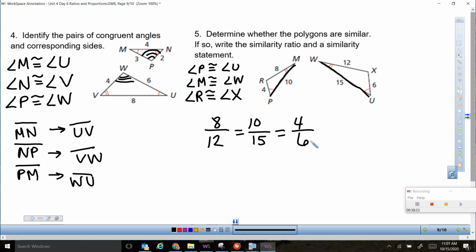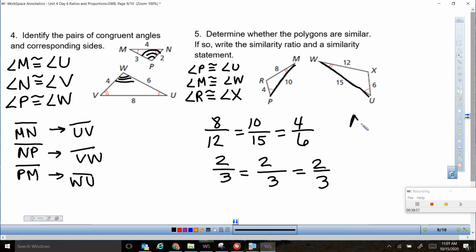8 and 12 can be divided by 4, so what's 8 divided by 4? 2. 12 divided by 4? 3. 10 and 15 can be divided by 5, so what's 10 divided by 5? 2. And 15 divided by 5 is 3. 4 over 6 simplifies to 2/3. Did we get the same similarity ratio? Yes. So are those triangles similar? The answer would be yes.